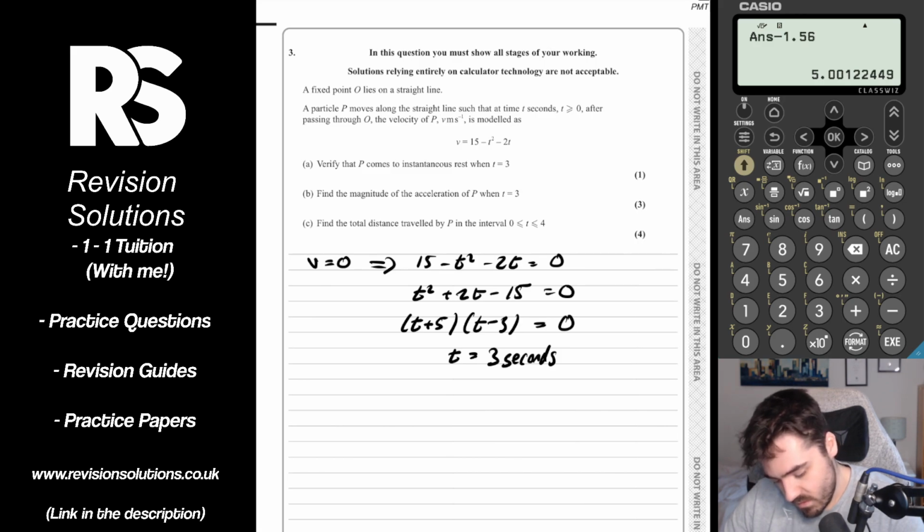Sorry, guys, I just realized in part A it says verify, so to be really quick, I could have just plugged in t equals 3. That's my mistake, I didn't read the question. But this demonstrates it fine as well.